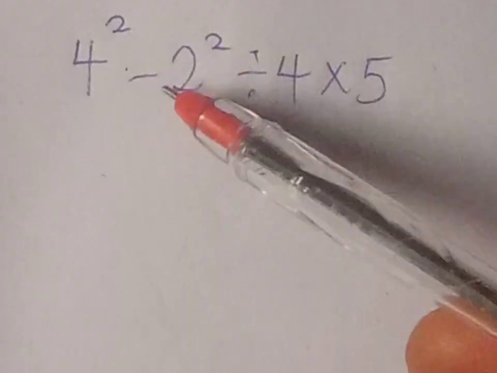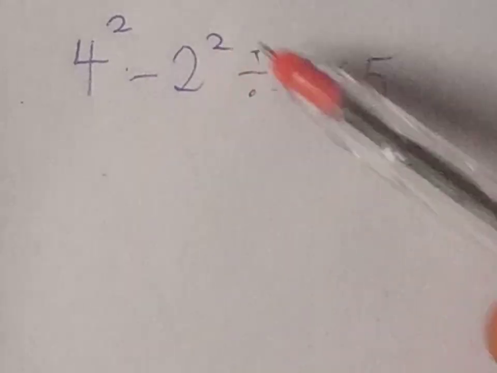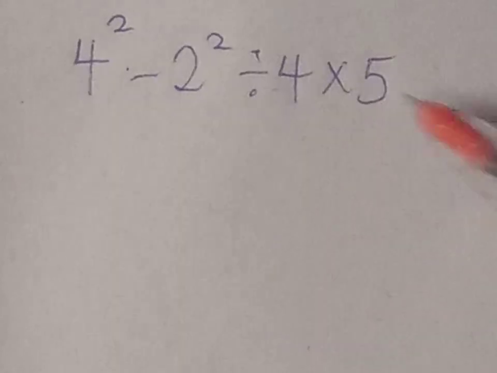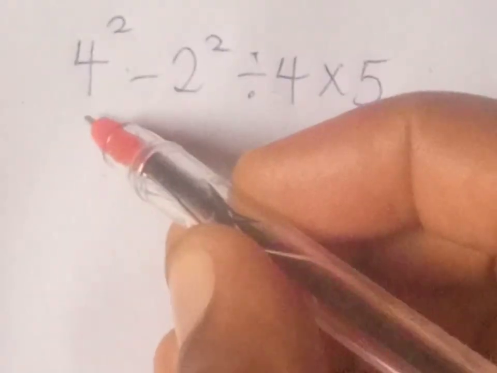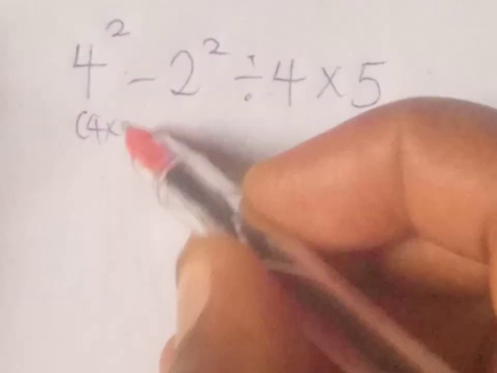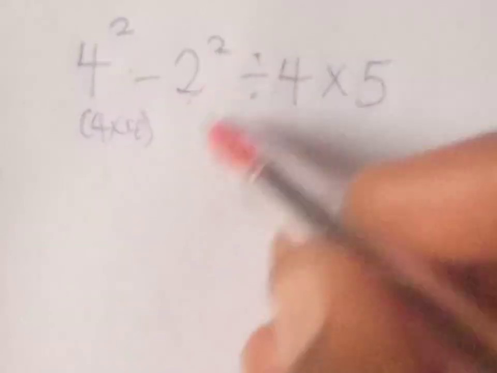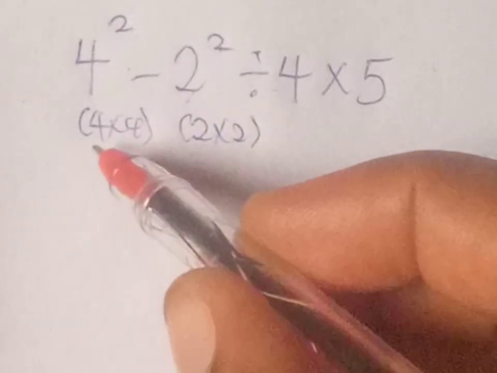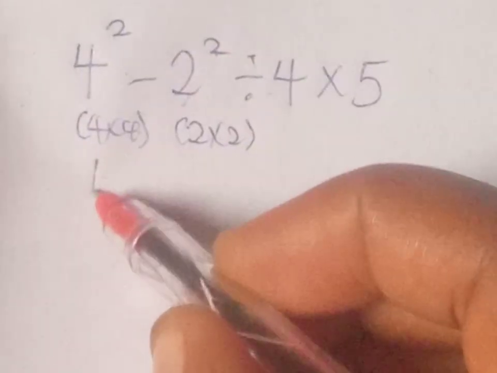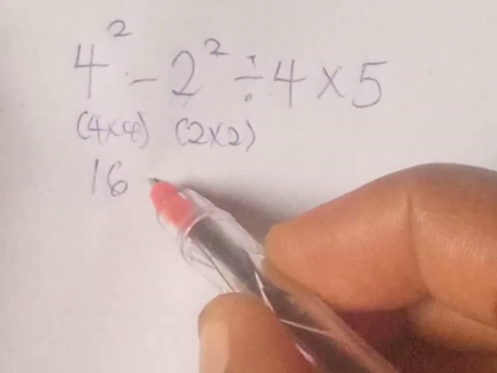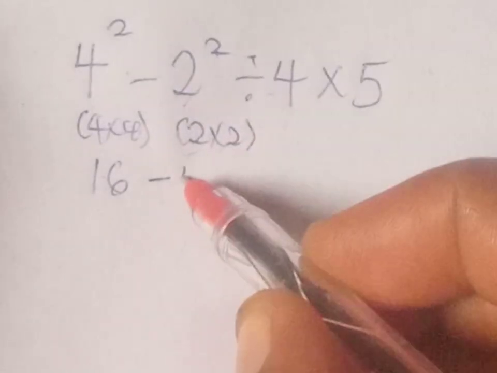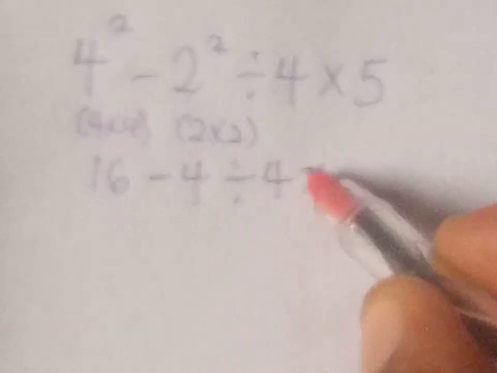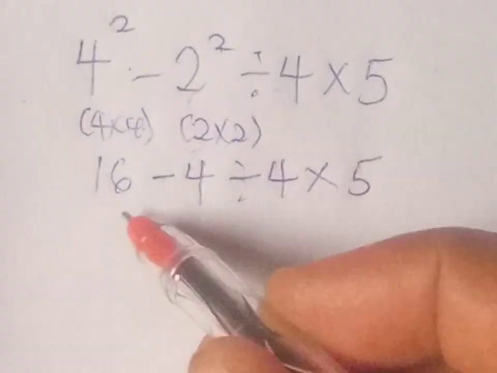4 square minus 2 square divided by 4 times 5. 4 square means 4 times 4. Likewise, 2 square means 2 times 2. Now, 4 times 4 gives us 16. 16 minus 2 times 2 gives us 4, divided by 4 times 5.